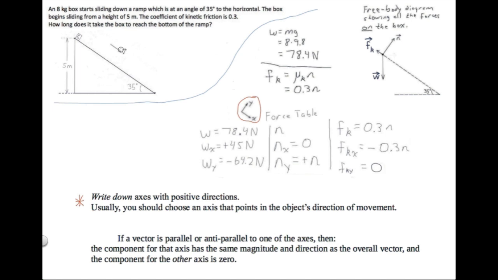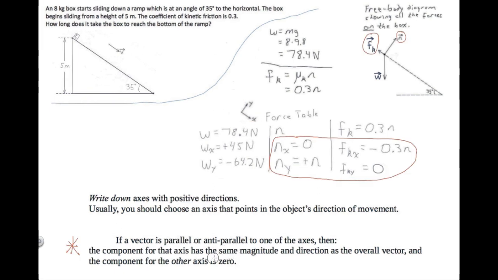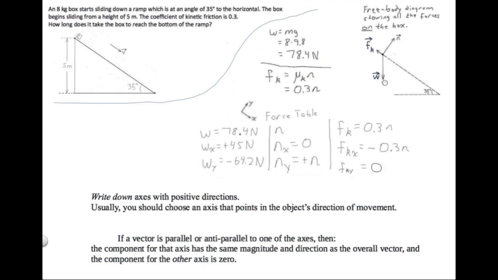Now, we work on the force table. The box is moving parallel to and down the ramp. So I'll choose a positive x direction that's pointing parallel to and down the ramp. We use this rule to break the normal force and the kinetic friction force into components. The weight force is neither parallel nor anti-parallel to either of our axes for this problem, so we will not use this rule to break the weight force into components. We need to use the SOHCAHTOA approach for the weight force.